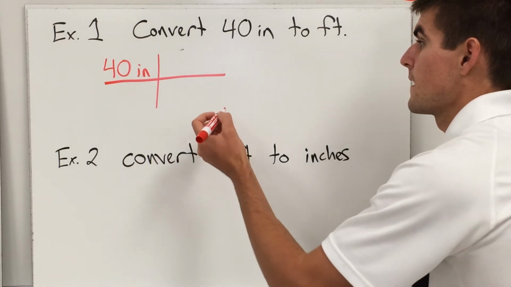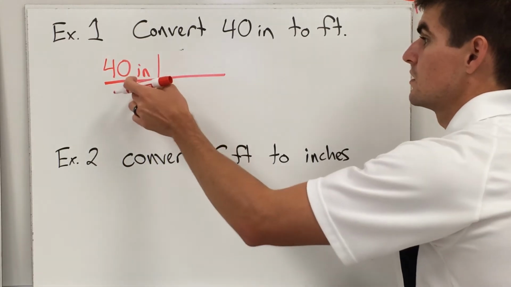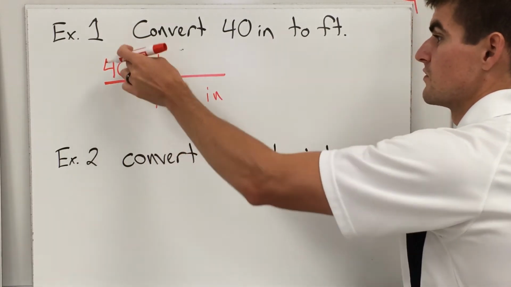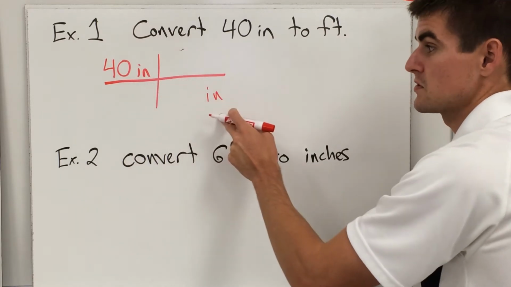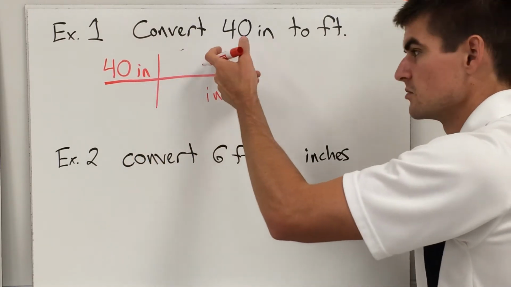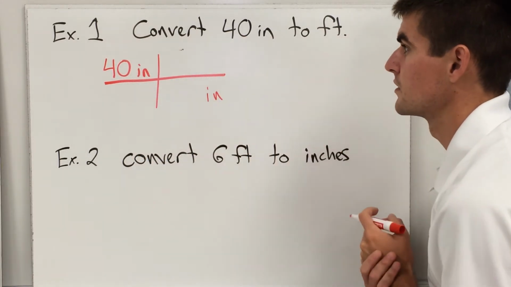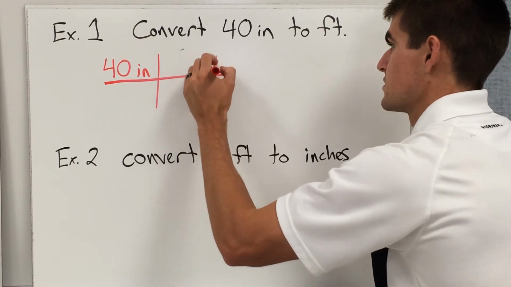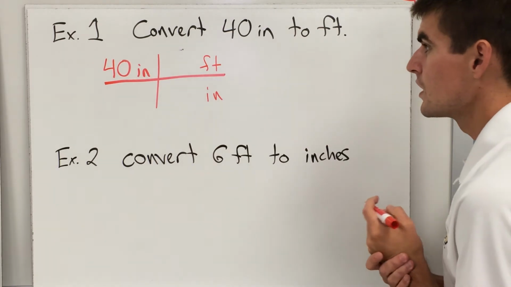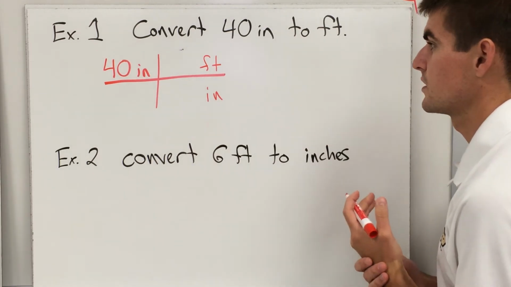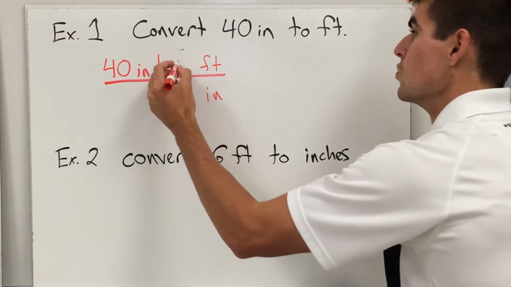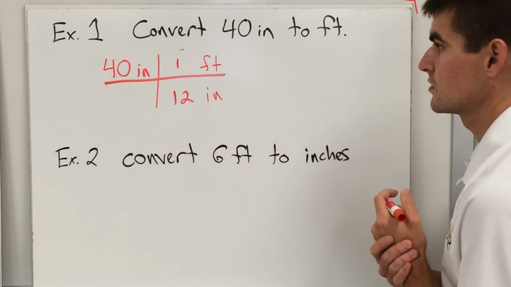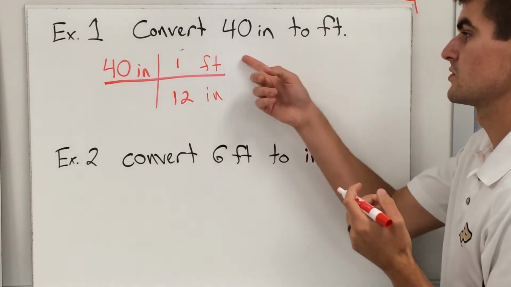Well, I know that using this method, I want my units to cancel. So if inches are up top here, I want to put them opposite. If they were on bottom, I'd still put them opposite, just they would be on top over here. And then I'm trying to convert to feet. So that's my other set of units. Now I need numbers to fill them in. Okay. 1 foot is 12 inches. That is a proper conversion factor. Those are equivalent.